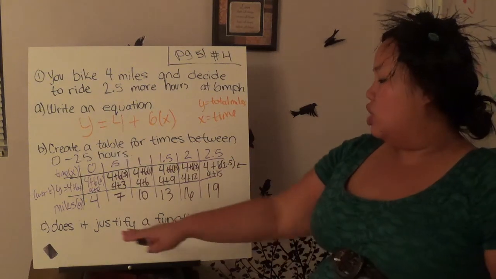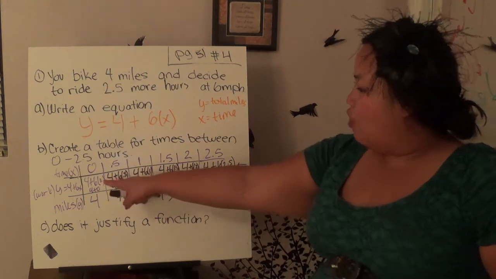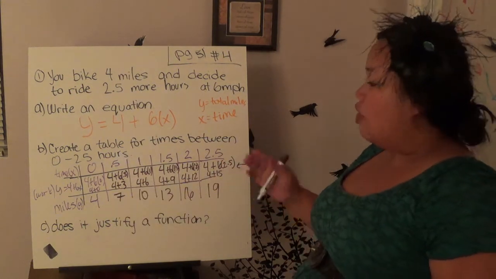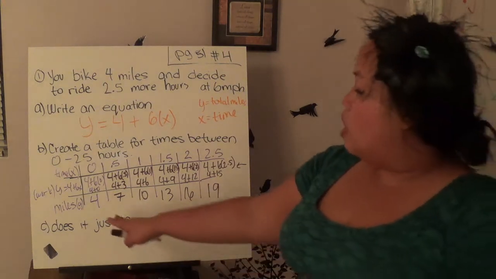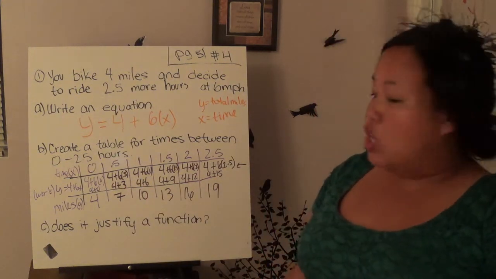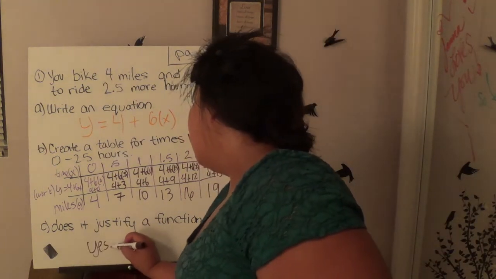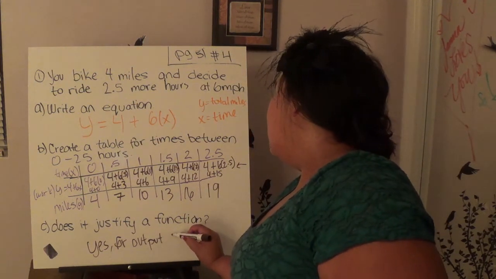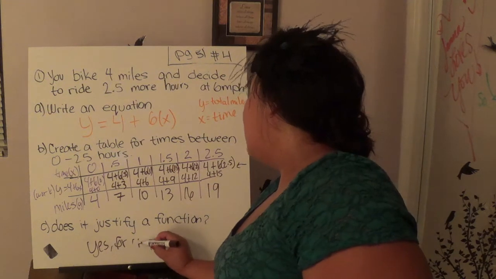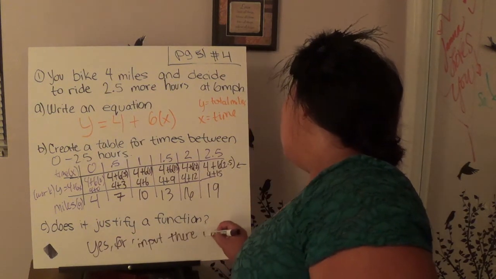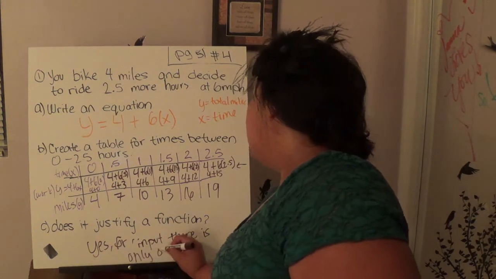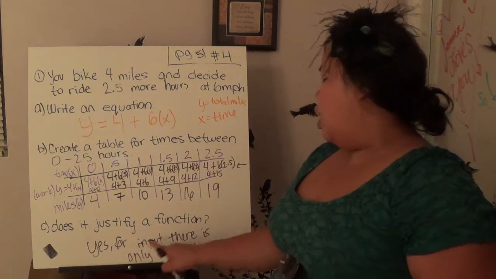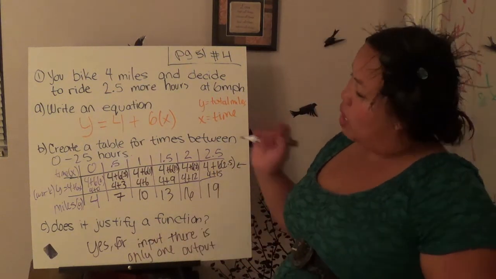And the last one asks, does it represent a function? So do I have any repeats here? No, I have no repeats. Because for a function, I just check the repeats. If there is a repeat, I have to make sure that the y gives me the exact same number. So in this case, it's yes. For every input, which is my x, there is only one output. Basically, that's saying for every x, there's only one y. And that's why it is a function.